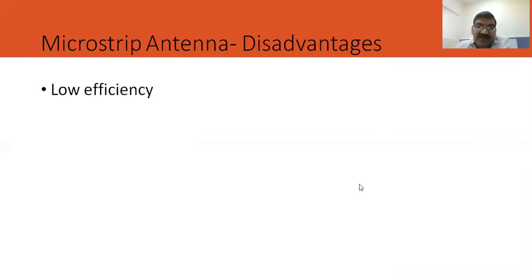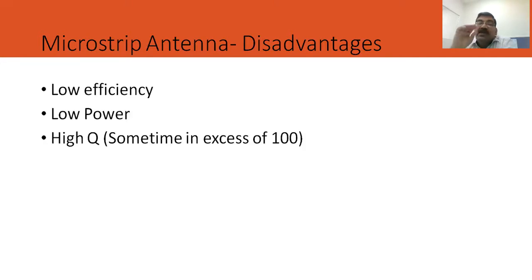So here, what are the disadvantages of the antenna? The disadvantages of the antenna are low efficiency, low power, and high Q. Now, what is this low efficiency and low power? Just assume this is simply a planar structure like a paper, simple like this paper. The PCB board, you know the PCB board. This PCB board cannot handle very high power because these layers are a few microns. So power handling is not possible.